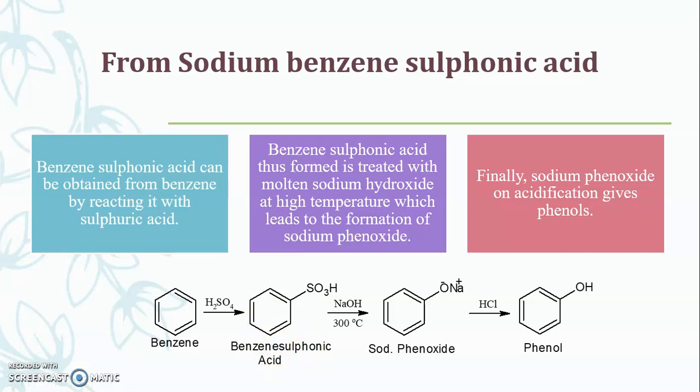Now we will shift to the third method. The third method involves preparation of phenol from hydrolysis of diazonium salt. Now, this term diazonium salt is quite different. You may not have heard this particular term. Now, what does diazonium ion mean?